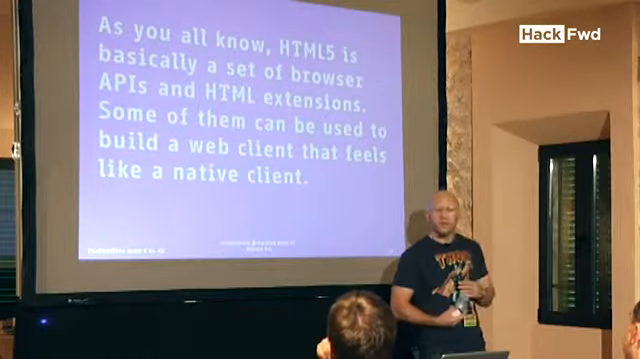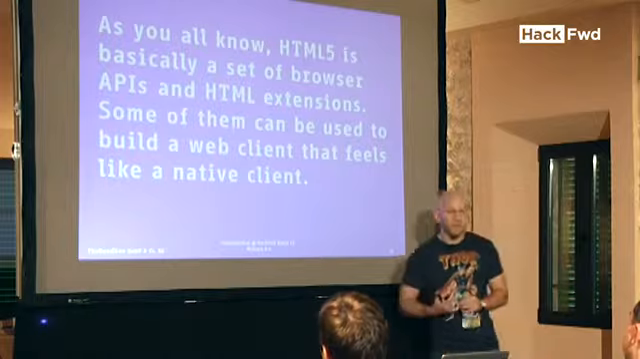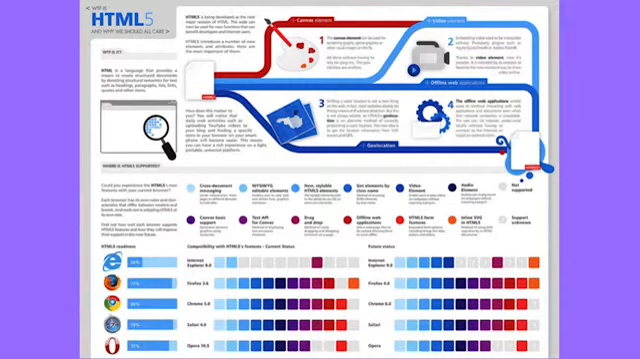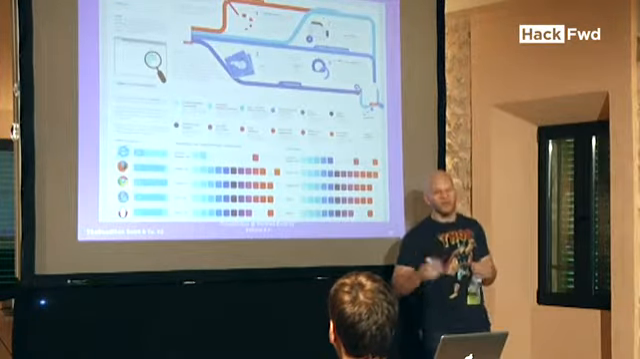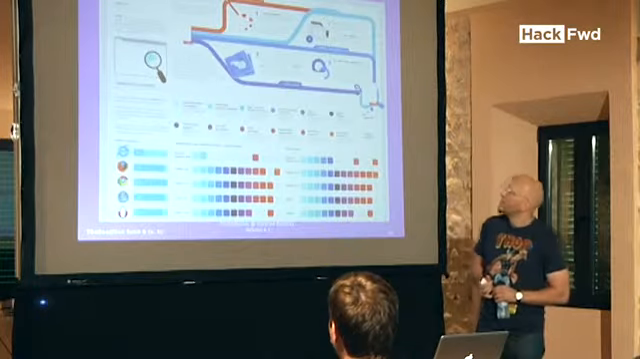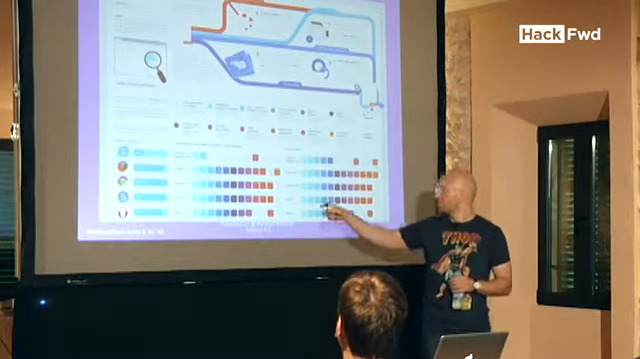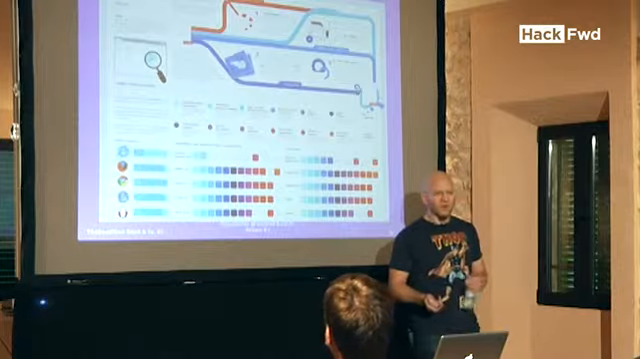And as you all know, HTML5 is basically a set of browser APIs and HTML extensions that you can use to build clients that feel more native. And here's a nice info chart on the different APIs that you have, like video, audio, offline storage, drag and drop support, canvas drawing, 2D drawing, cross-document messaging and all this, and which browser supports what. So HTML5 can do much, much more, but we only need a very small part of it for our purposes.